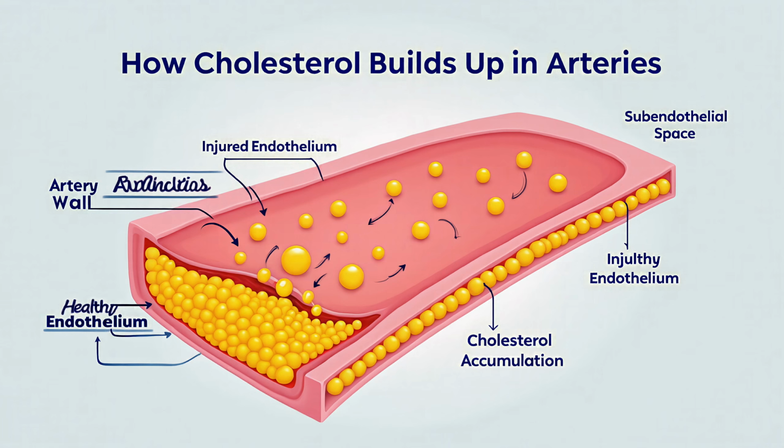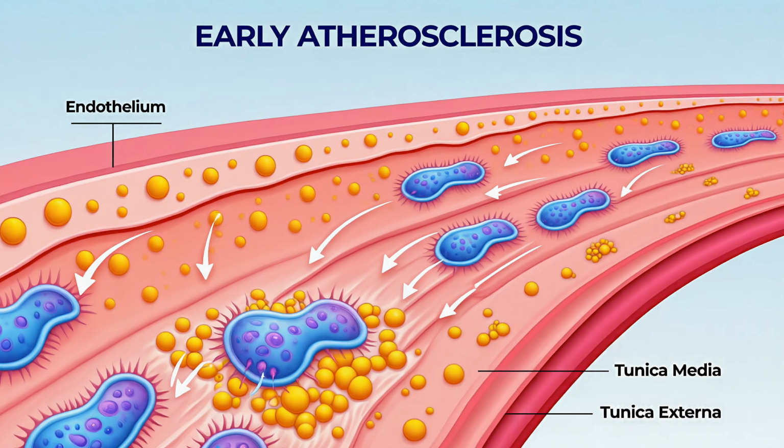Arteries are living tissue, so they respond to this strain. Small areas of damage can appear in the inner lining of the artery. Doctors call this lining the endothelium. The endothelium is a very thin layer of cells that controls how blood interacts with the vessel wall. When the endothelium becomes injured, cholesterol particles traveling in the bloodstream can begin to slip beneath that layer.